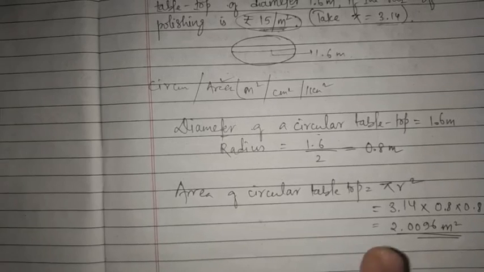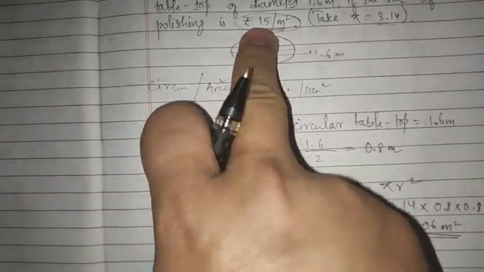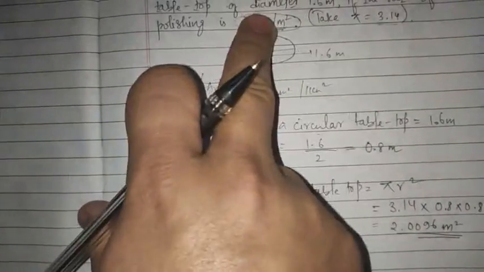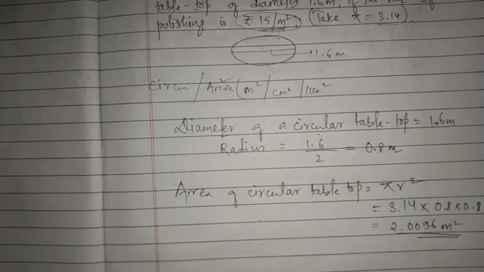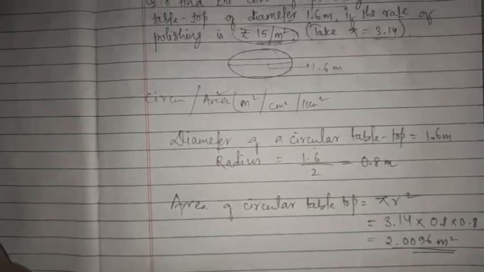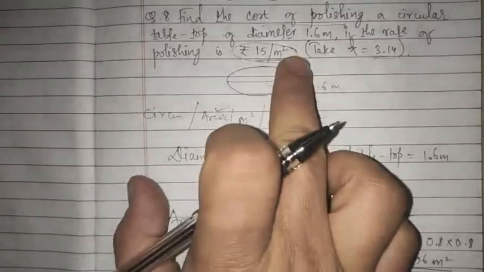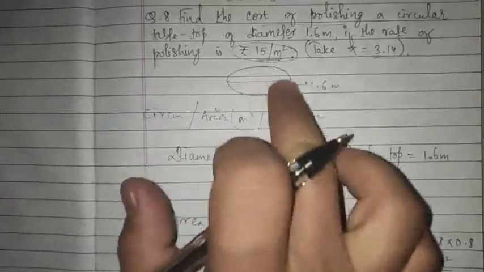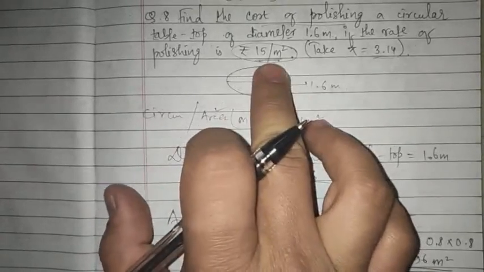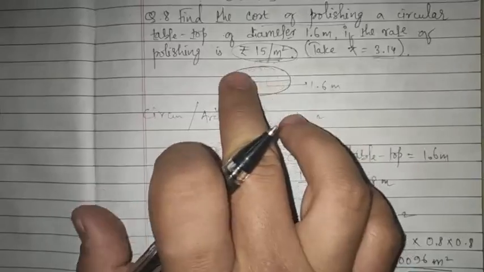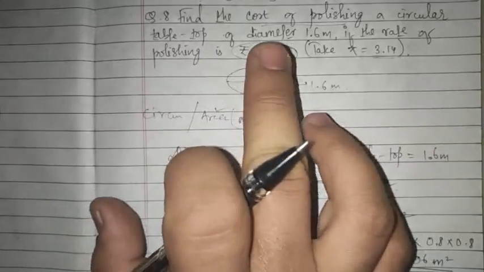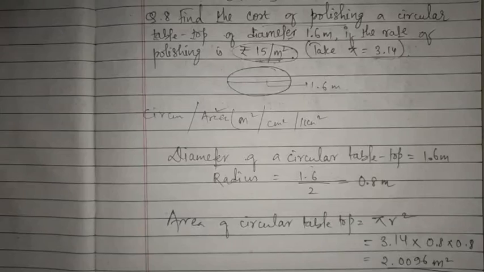So why did we find area? Because over here the 15 per meter square is given, so this is our biggest hint. That means we are going to find the area. Now what was this question? Find the cost of polishing a circular table. That means you have to find the whole area first of all, then you will find the cost of the polishing. To polish this circular tabletop, how much cost you have to pay?